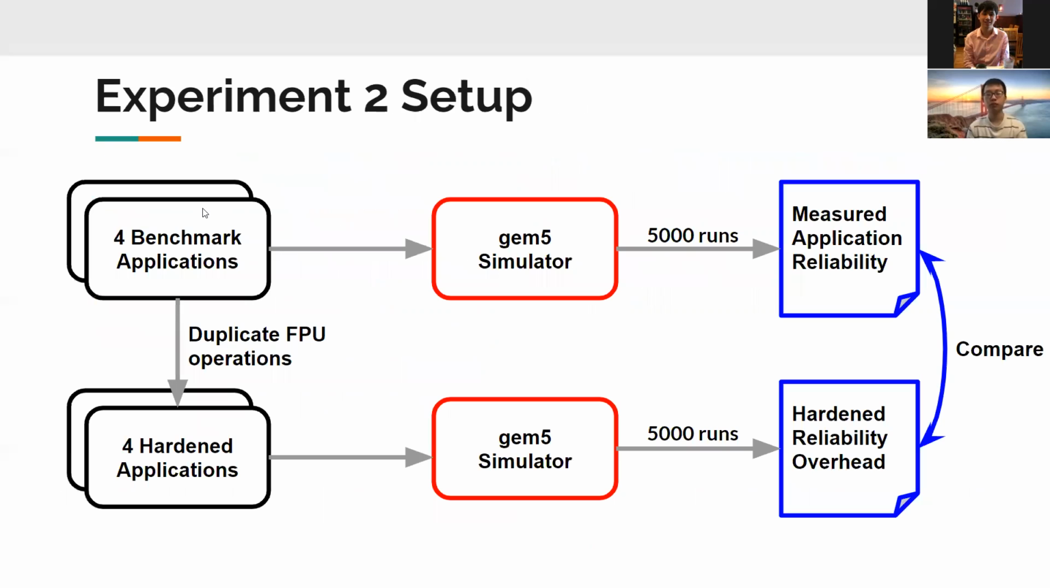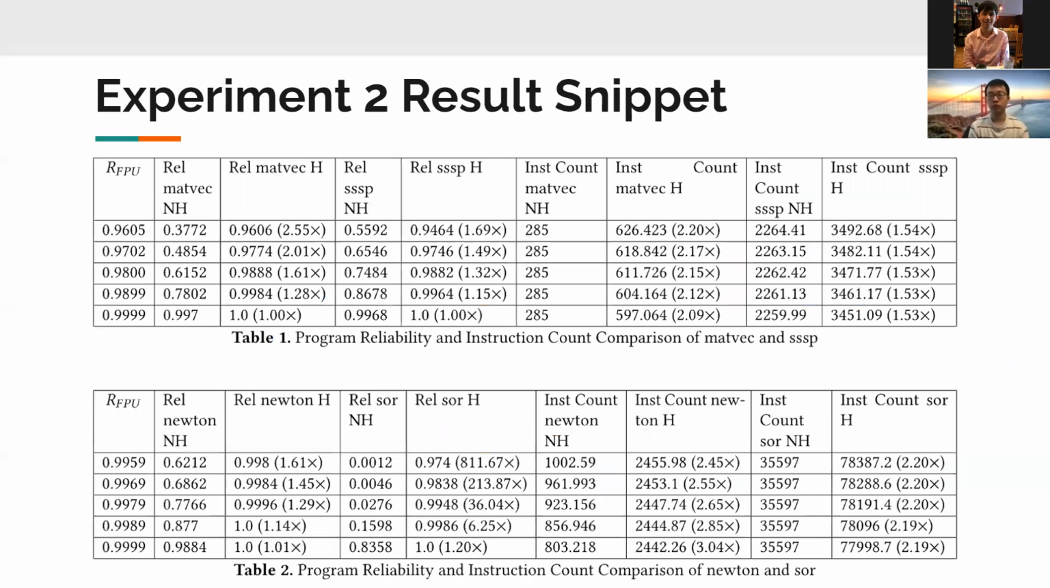This is our experiment setup, and in this case, we have 4 benchmark applications. For each of these applications, we duplicate the floating point operations to create 4 hardened applications. We then run all 8 of these applications with various FPU configurations inside of the Gen5 simulator 5,000 times. So we get a measured application reliability for the original application, as well as a hardened reliability, as well as the overhead for the hardened one for each of the hardened applications. We then compare these values.